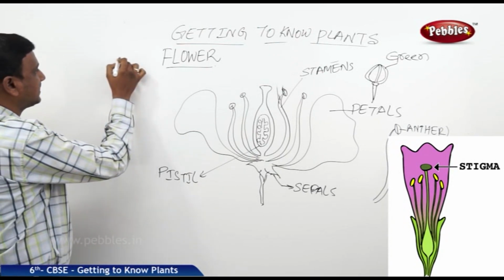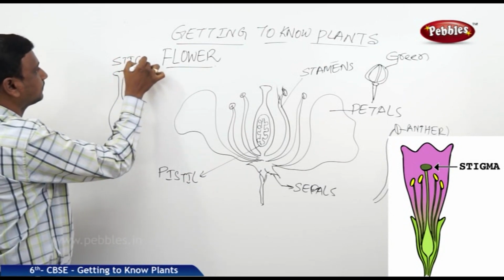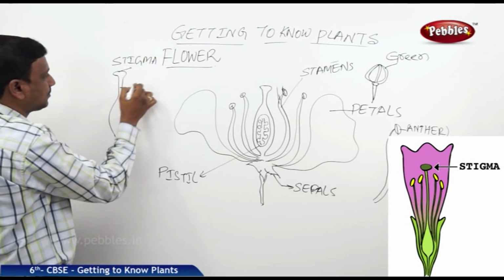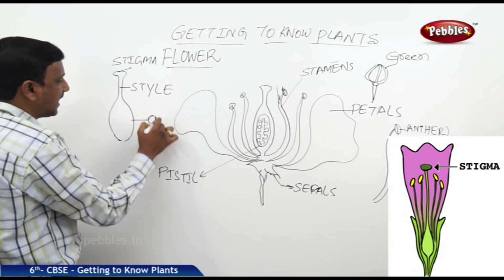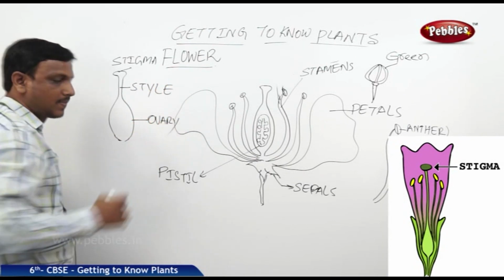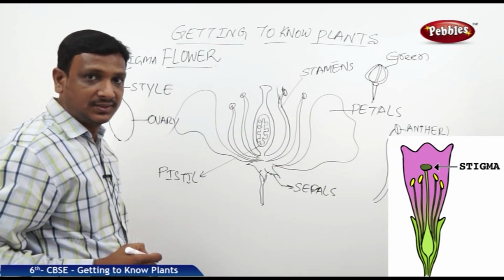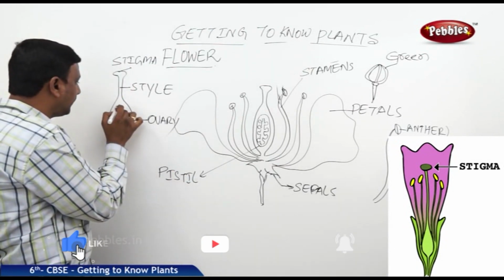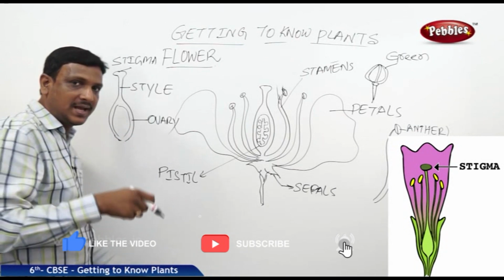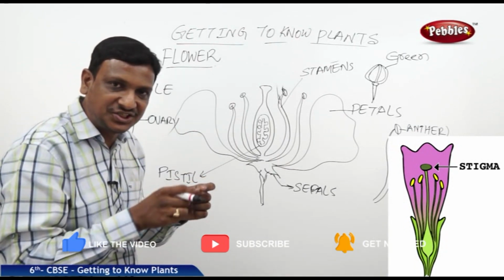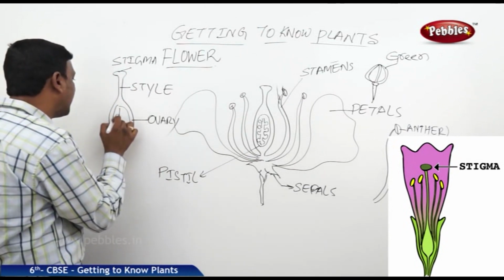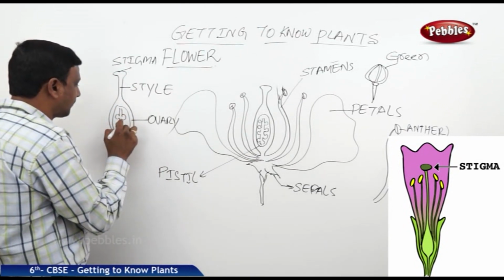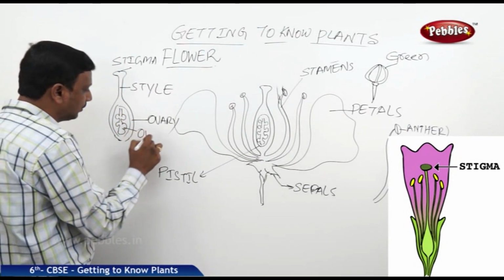This is called the stigma. This is called the style. And this part is called the ovary. Now, in the ovary, if you cut the ovary with the help of a blade, if you make a thin section and see what is there inside, you can find small ovules.